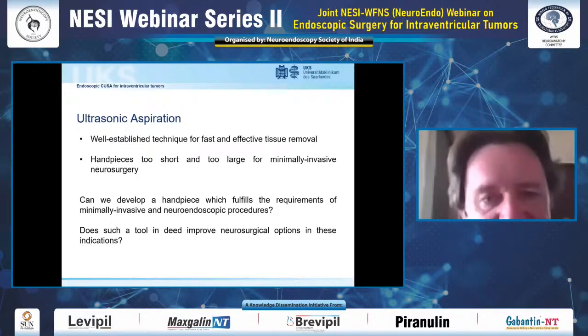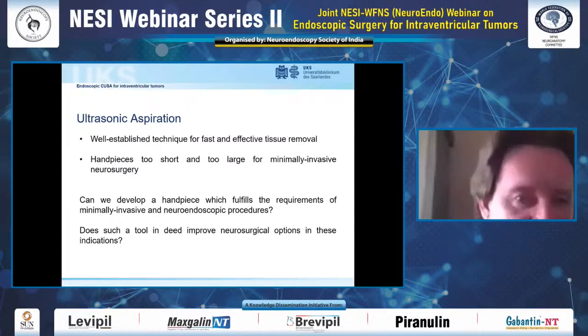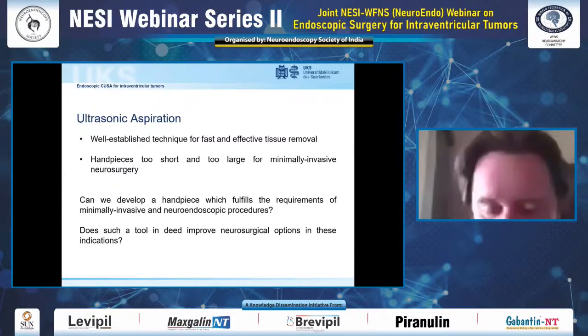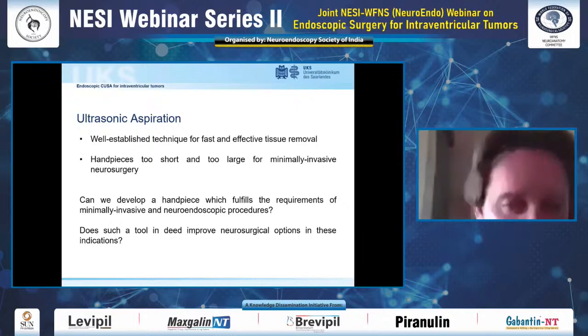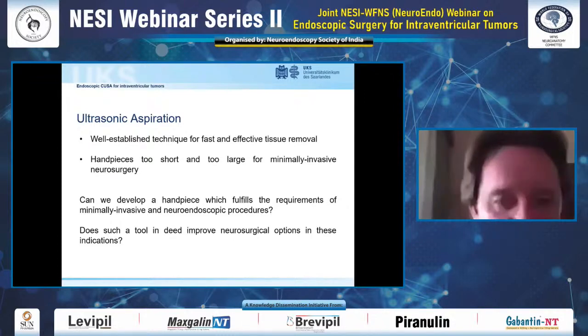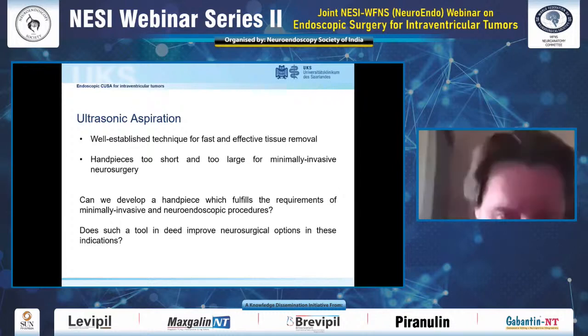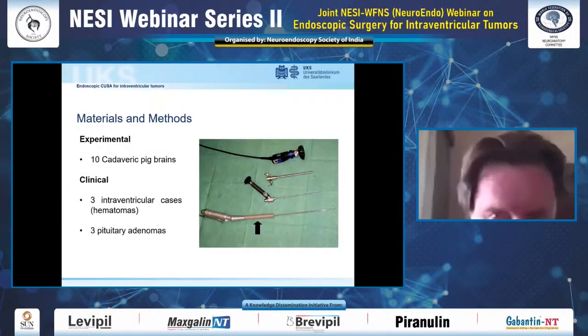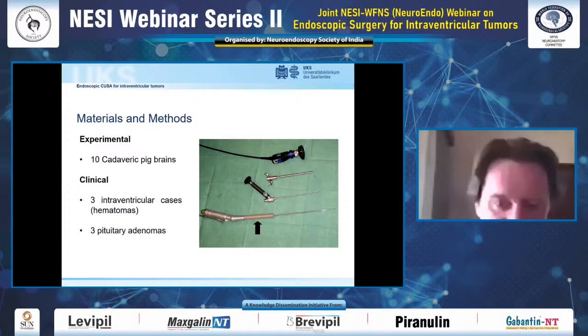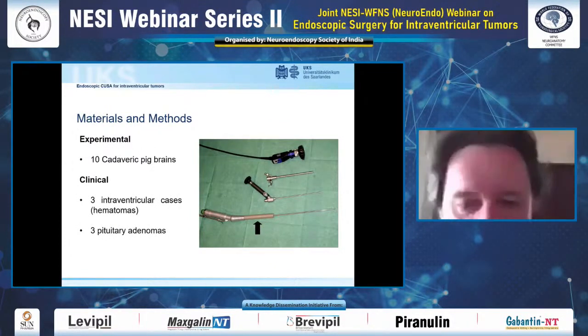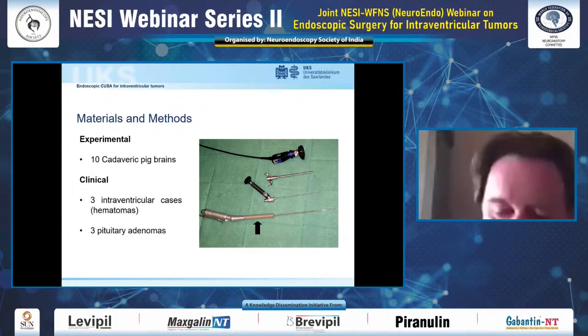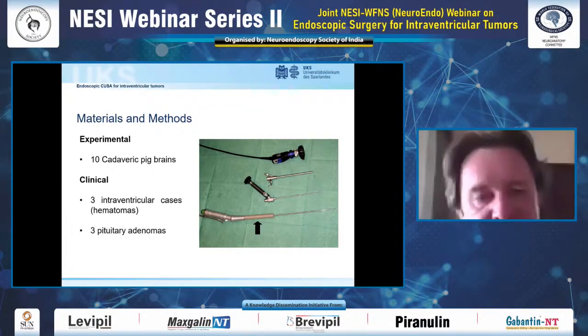So in the beginning, when we developed this instrument, we thought about whether we can develop a handpiece which fulfills the requirements for a minimally invasive and endoscopic procedure. Does such a tool really improve the neurosurgical options in these indications? This is already more than 10 years ago. We had developed a prototype with a servicing company, which is in North Germany.